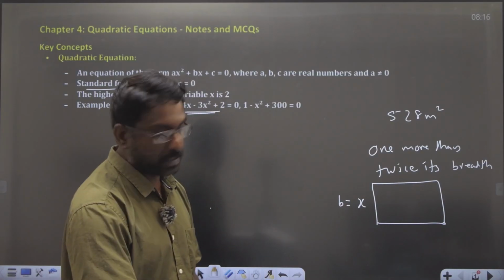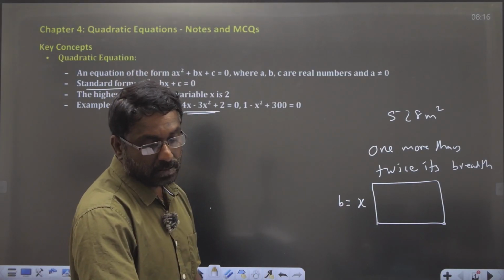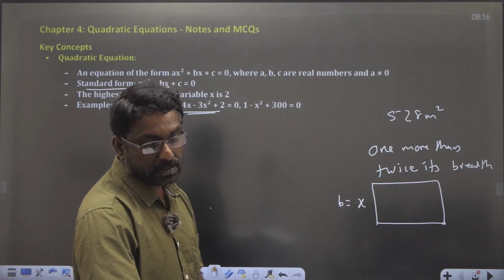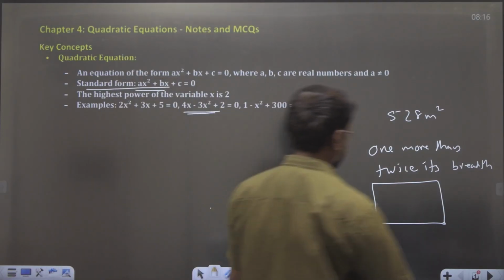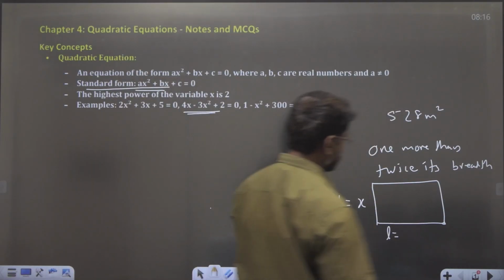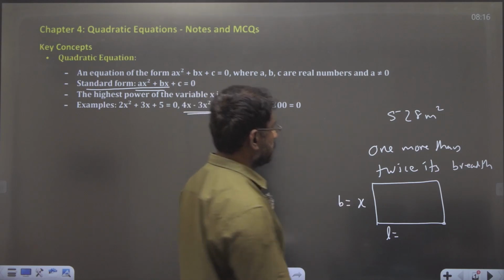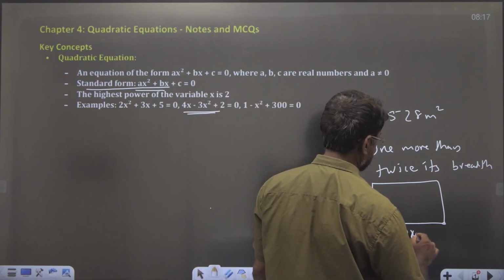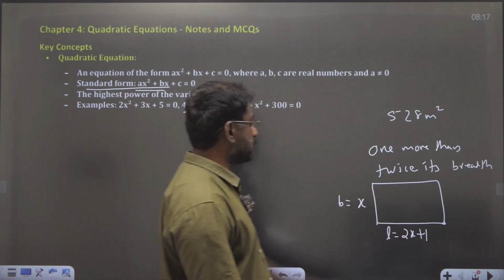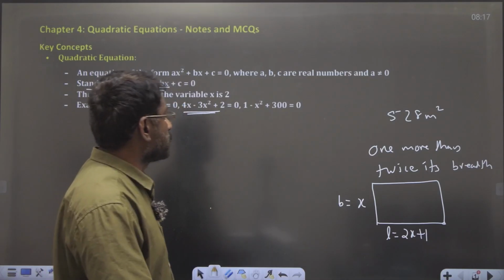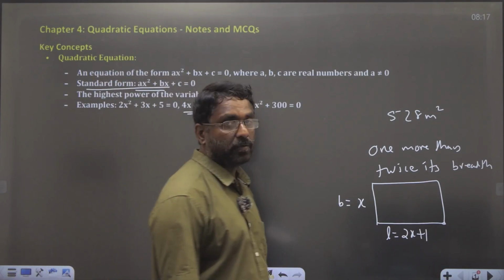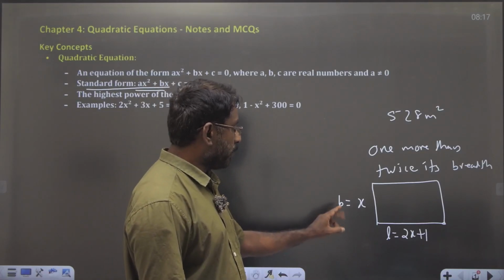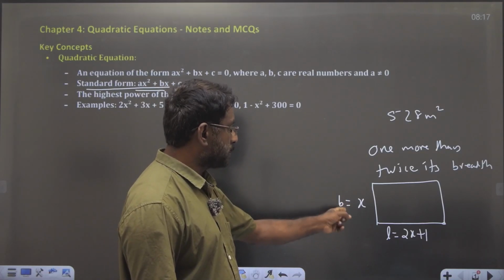Then as per question, the area of the rectangular plot is 528 meters square. The length of the plot in meters is 1 more than twice its breadth. Twice of the breadth means 2x, plus 1, that is L. Suppose b equal to x, then what is L? As per question, length is 1 more than twice its breadth, that means 2x plus 1.